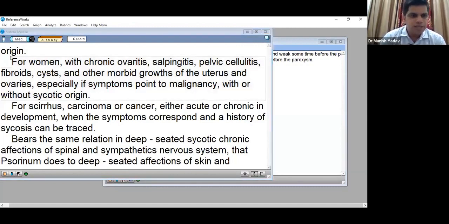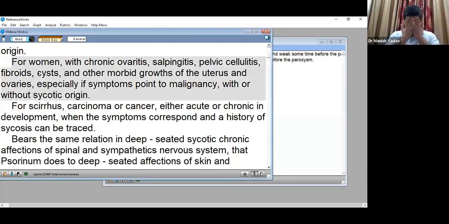Yeah. So if you see here, this paragraph, I want you to study. For women. Now look at what he has written. Allen is not writing about miasms, he is writing about the drug. See what he writes: ovaritis, salpingitis, cellulitis, pelvic cellulitis, fibroids, cysts, and morbid growths of uterus and ovaries. The entire drug picture matches, isn't it? And that is sycosis actually. So Medorrhinum is one of the remedies.